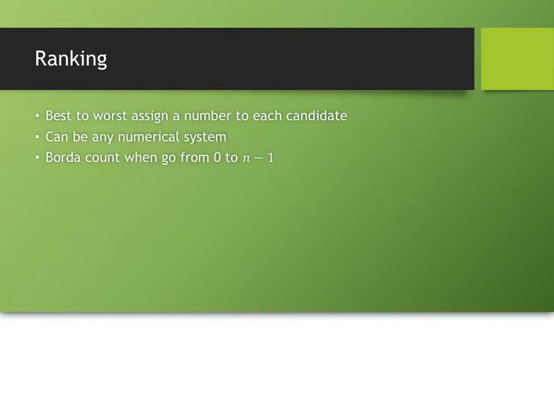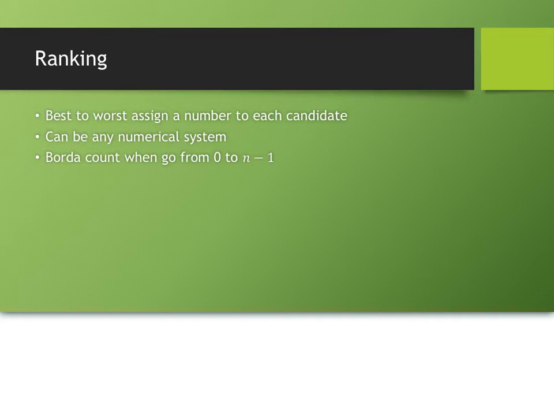So basically what you're going to do in any type of ranking method is assign a number to every candidate, and it's going to give you a best to worst situation. Now usually the best is going to be the highest number and the worst is going to be the lowest number, but there are occasions where it's the reverse of that. Now, I want to stress something.